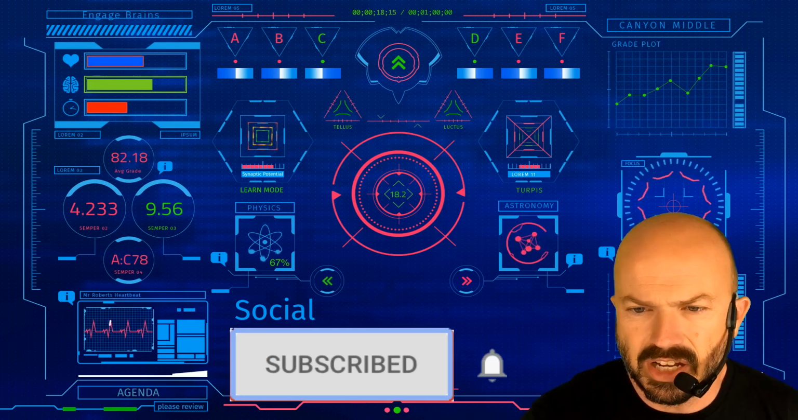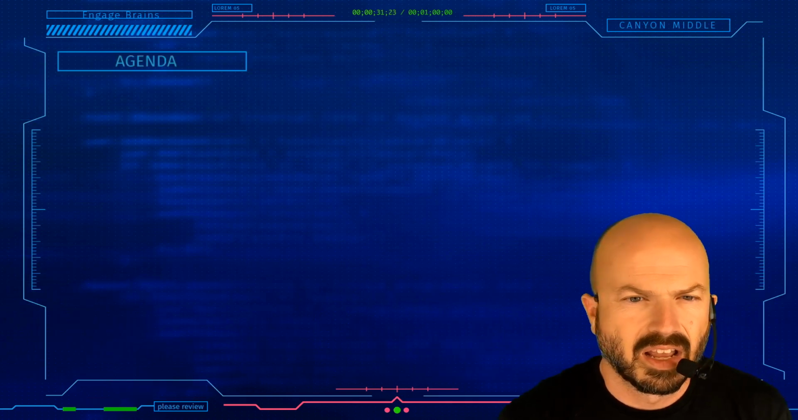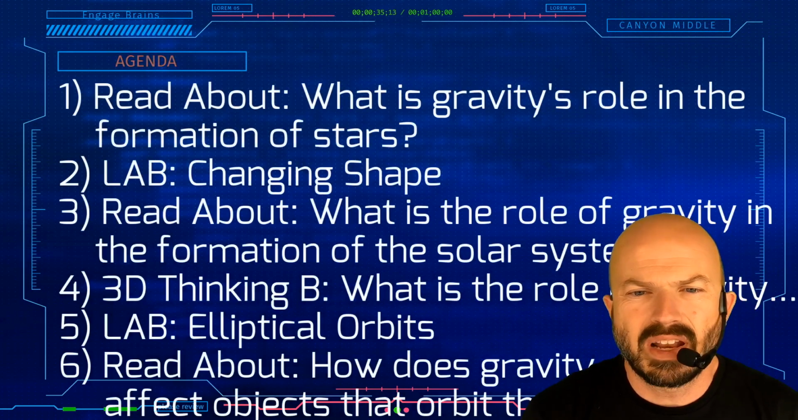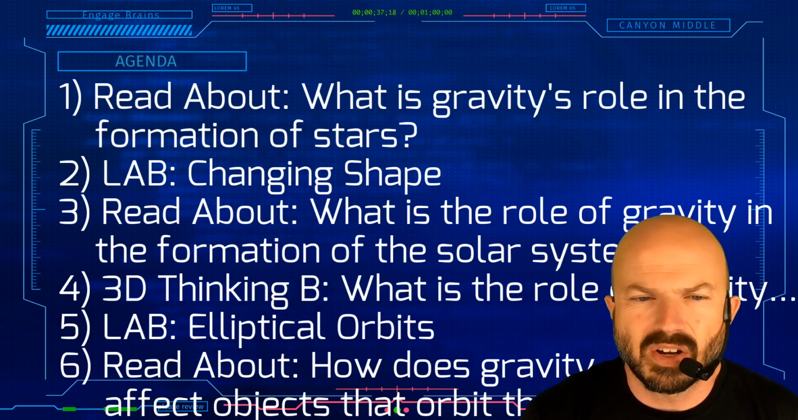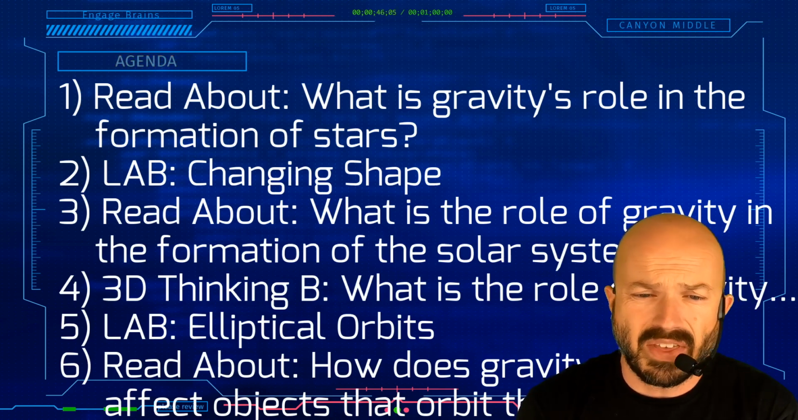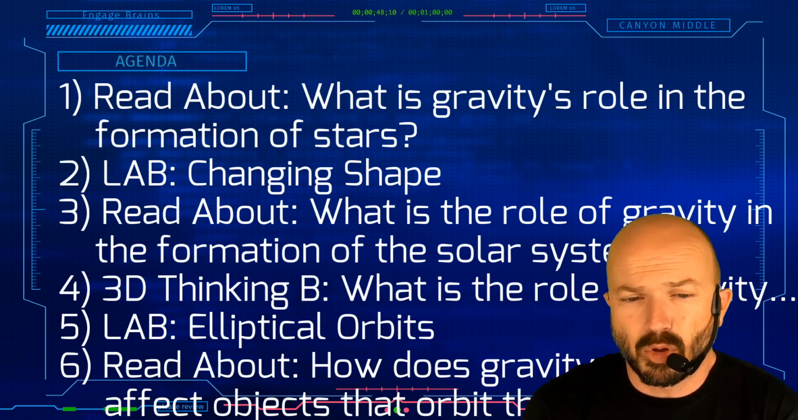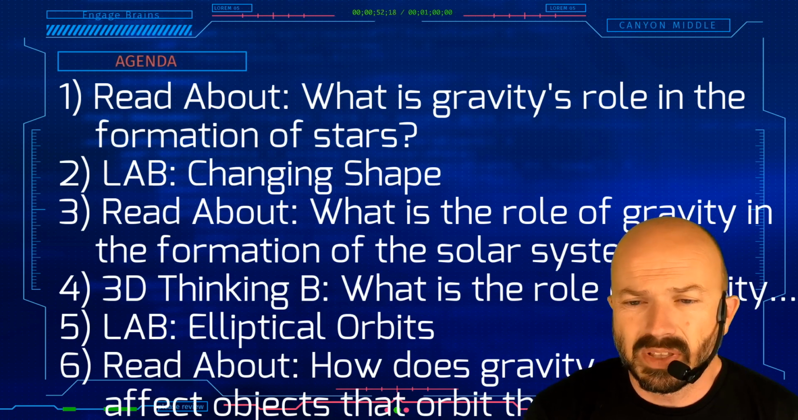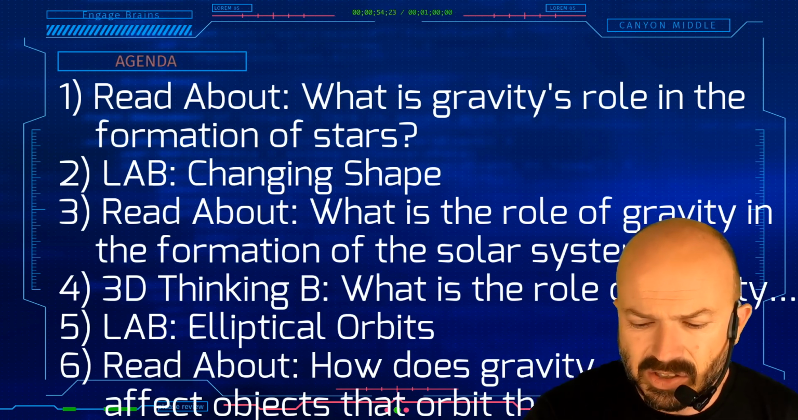Let's check out our agenda for today. Got a few things we're going to do. Nothing too hard though. We're going to do a little reading. What is gravity's role in the formation of stars? We're going to do a lab about changing shape. We're going to read about what's the role of gravity in the formation of the solar system. We're going to do a little 3D thinking about that. We'll do a lab about elliptical orbits, and we're going to read about how does gravity affect objects that orbit the sun. Let's get started.